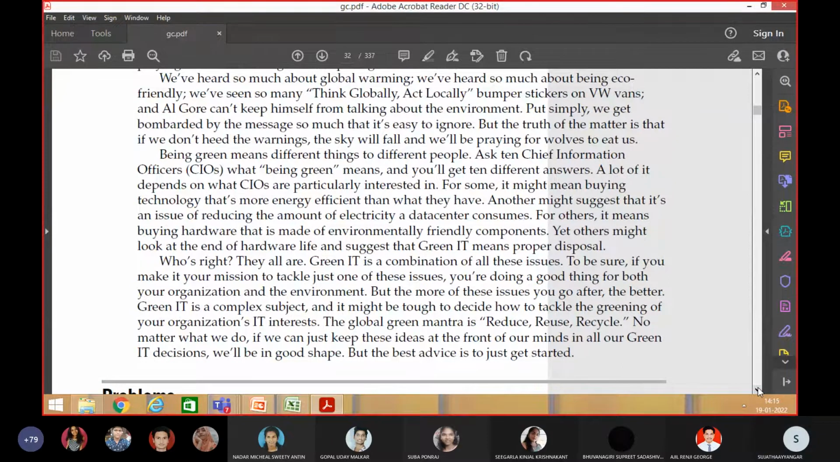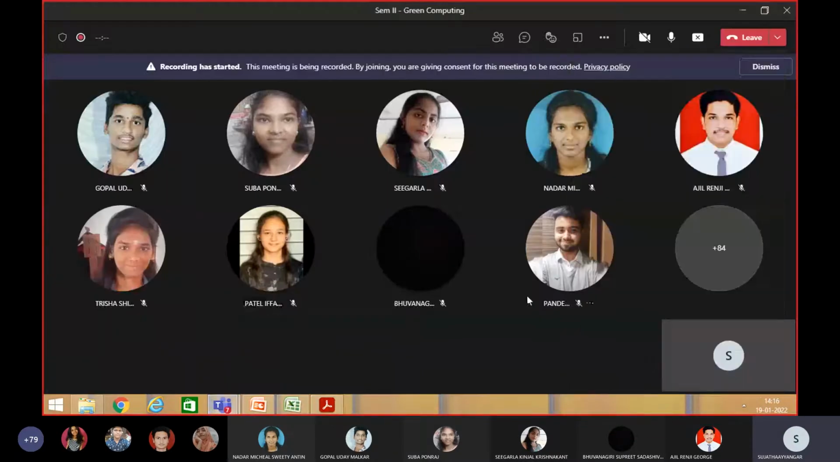Now, in green computing, first we need to know what problems we are facing, and how we are going to solve them. We have heard so much about global warming. What could be the reason for global warming? Can anybody say? Due to pollution.